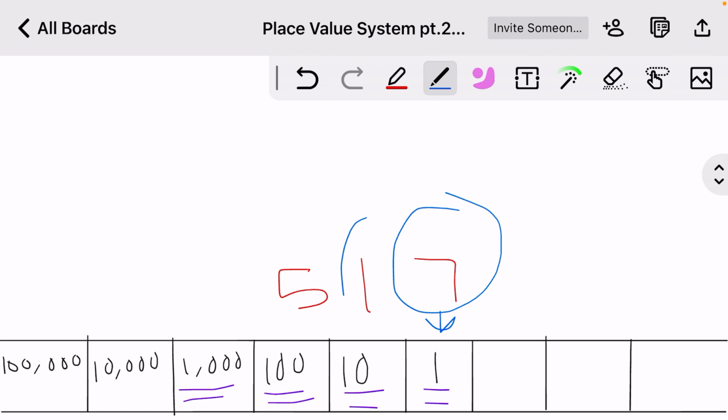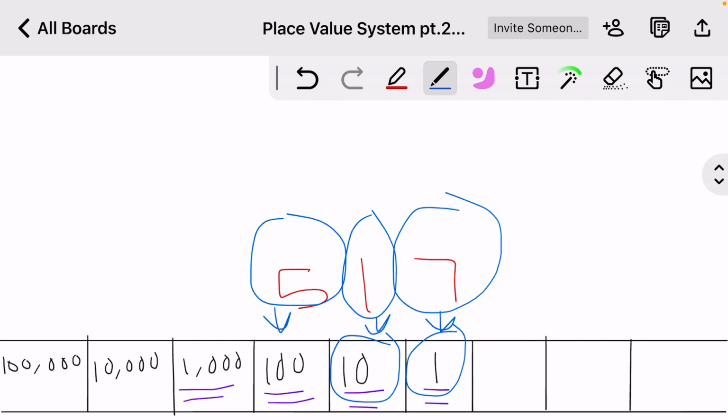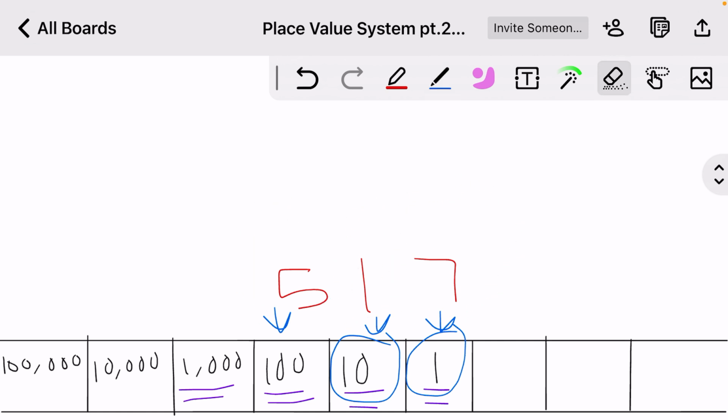And then after that, there's 1. This is not 1 like 1 tally mark. This is 1 group of 10. That's just 10. So right now we got 7 groups of 1. We got 1 group of 10. And what's this 5 right here? This 5 is 5 groups of 100. So that's the place value system in short. The location of the numbers tells you how many groups of 1, 10, 100, 1,000, and so forth.